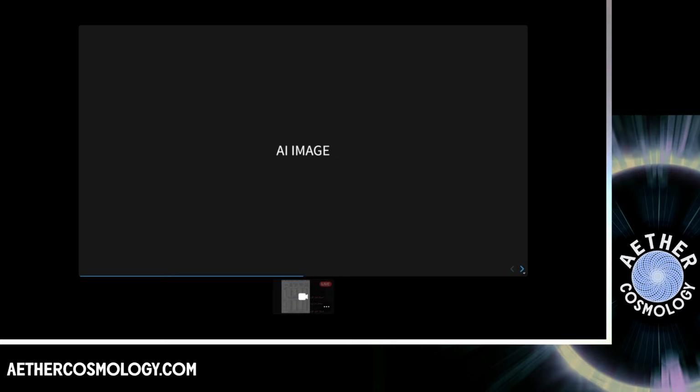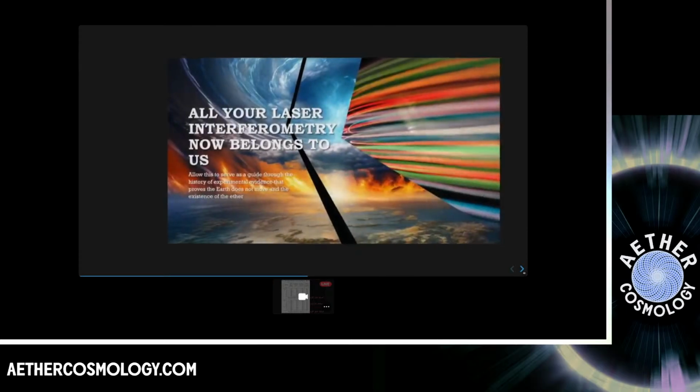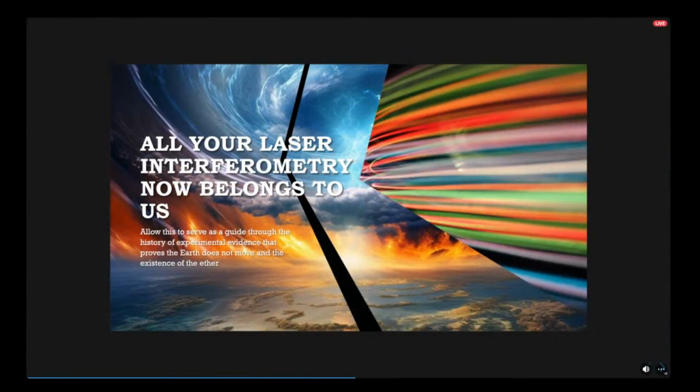So Airy's success, if they already knew that light propagates slower in a medium, then this was experimentally shown that the Earth isn't moving, man. So very, very straightforward. All right. So we know we've deduced that we're stationary.